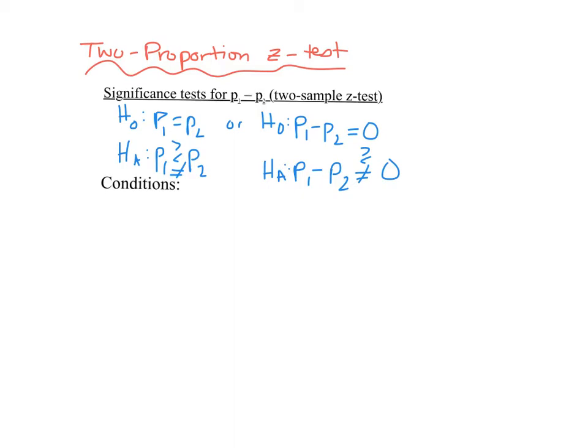Okay, so our conditions are going to be the same as what we did for a z-test, except that we need to check them for both samples. So my first condition is going to be that it's a random sample. And actually, I should say random independent samples. So what I mean by independent is that the two samples are completely separate. Like, you don't have any one person who's affecting another person.